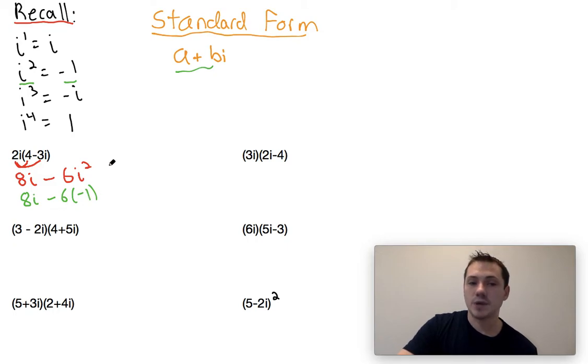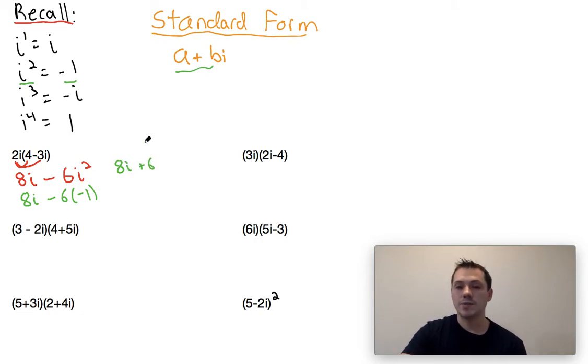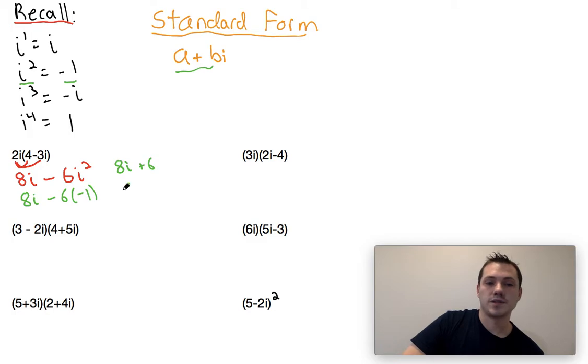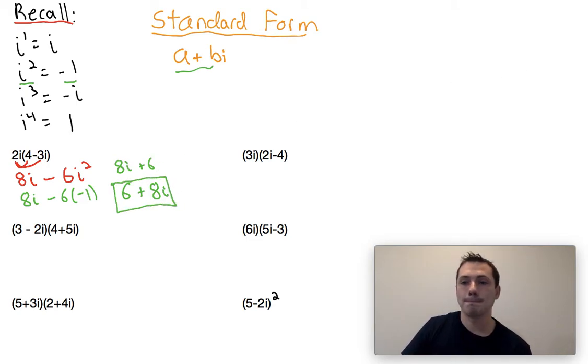Negative 6 times negative 1 is going to give you 6, so this would then end up equaling 8i plus 6. And in standard form, generally you put the constant number, the one that is totally alone by itself, in the front. So we would end up with 6 plus 8i as our final answer.